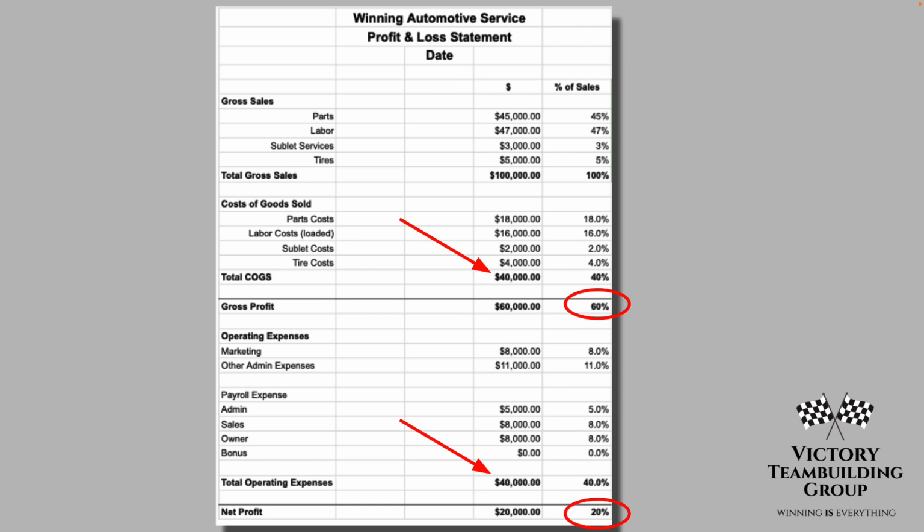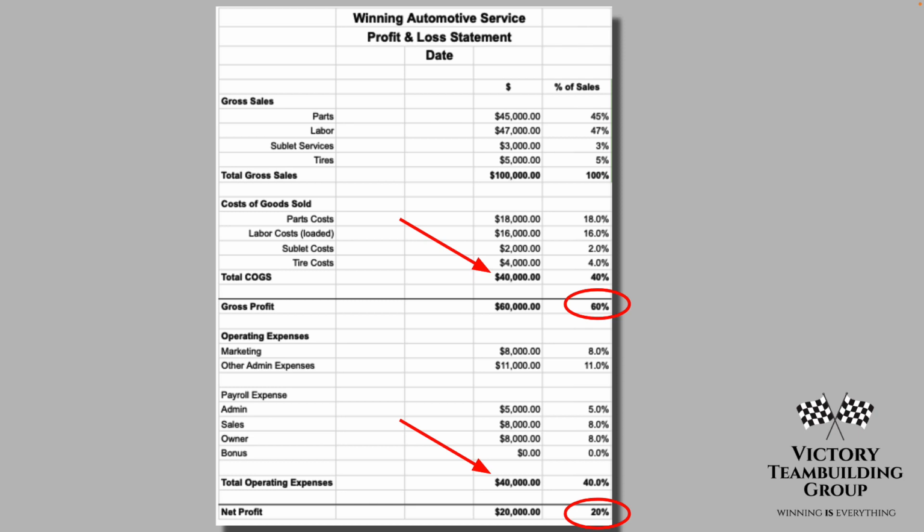Now, in another video, I'm going to go over a little bit more detail about how these numbers work out. But most shops are going to see somewhere around a 40% operating expense. And it might be plus or minus 3 to 10%, depending on what your overhead is. But most shops are going to be somewhere in the 40% range, plus or minus 5%.